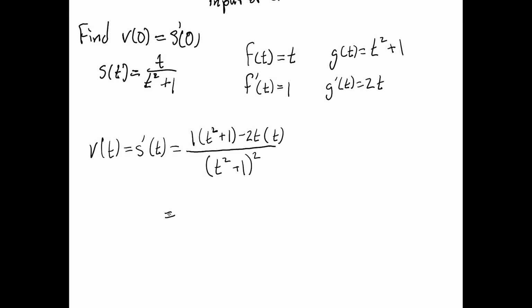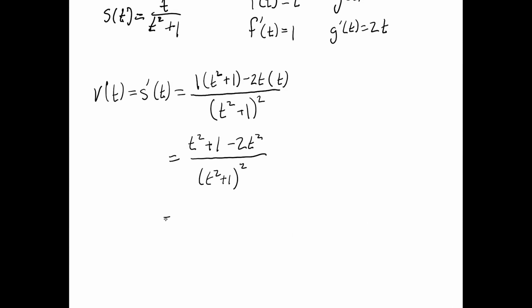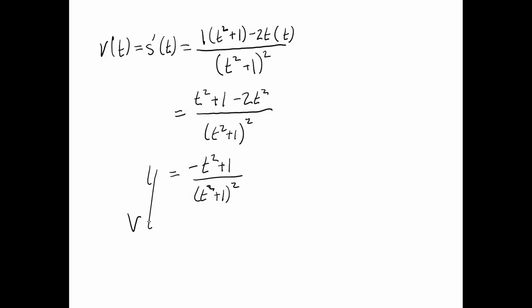Now, to simplify this, it's really easy. We get t squared plus 1 minus 2t squared, over t squared plus 1 squared. Combining like terms, we have t squared and minus 2t squared, so we get negative t squared plus 1 over t squared plus 1 squared. Now that is v of t.